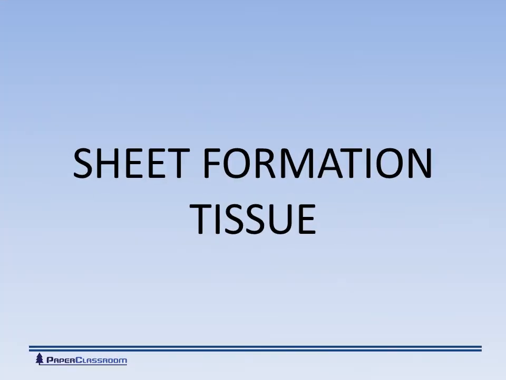Finally, when we consider sheet formation, we'll look at the tissue sector. Tissue is lightweight materials, normally less than 40 grams. This includes cigarette paper, tea bag and coffee filter, and traditional household tissues that you find around the home: toilet paper, kitchen roll, facial tissue.